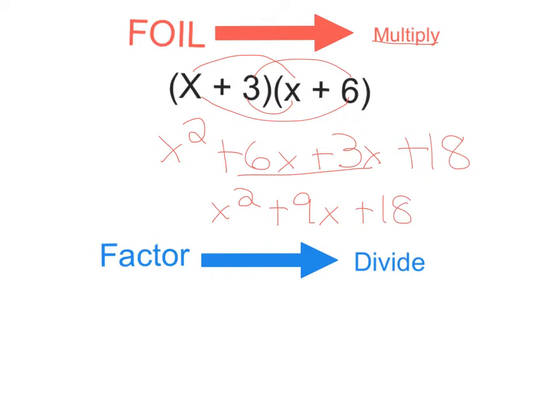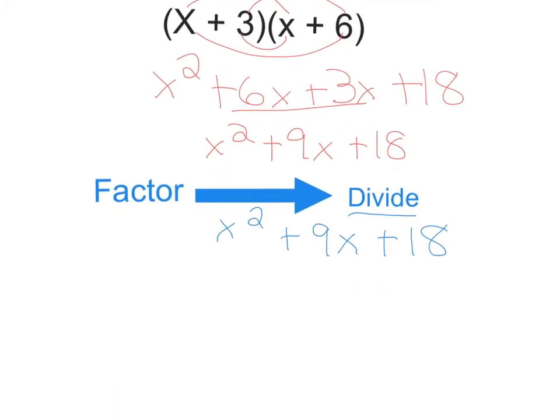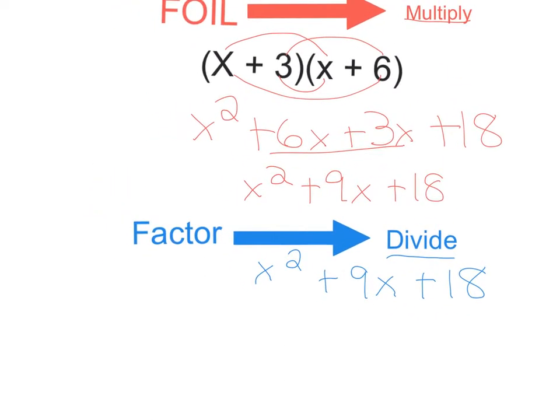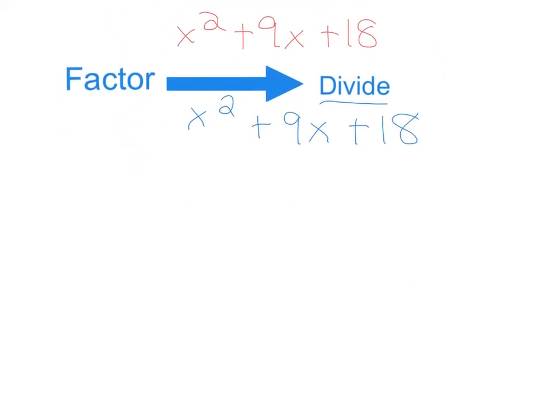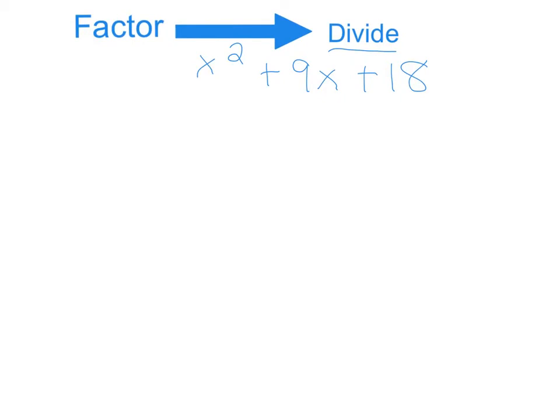Now, factoring you could think of, instead of multiplying, as dividing. It's going backwards. Now we're going to start with a trinomial, and we have to figure out what two binomials, when multiplied together, give you that trinomial. So that's where you kind of have to start breaking it apart. So let's say we don't know this, and if we just had this, we would have to think about what two binomials give us that trinomial.